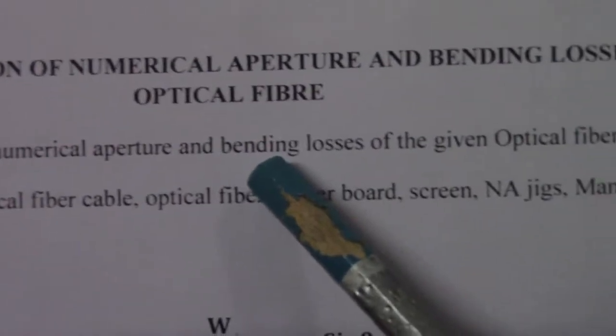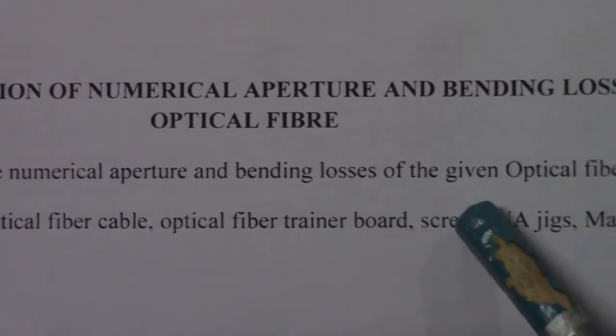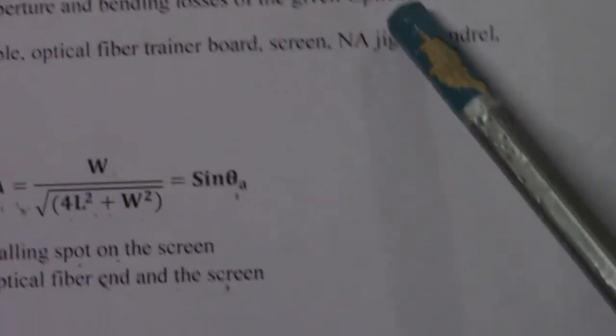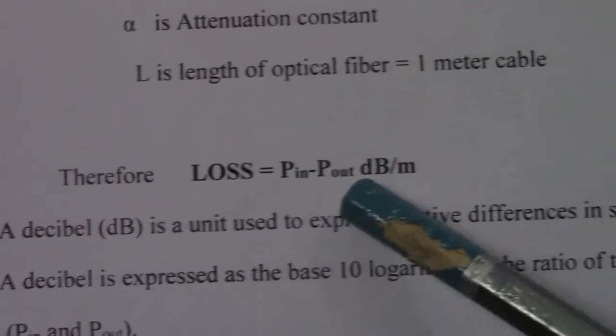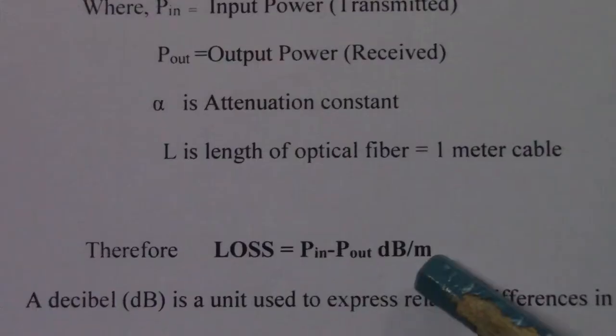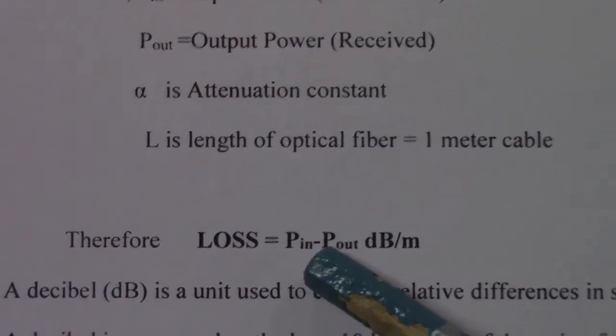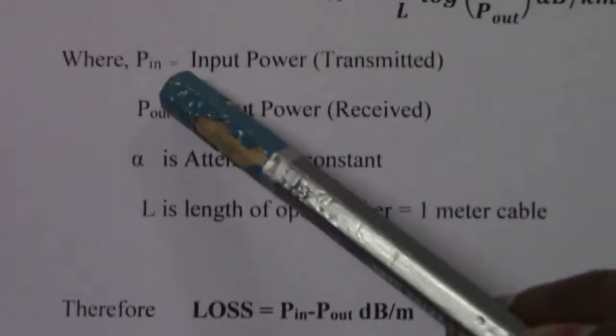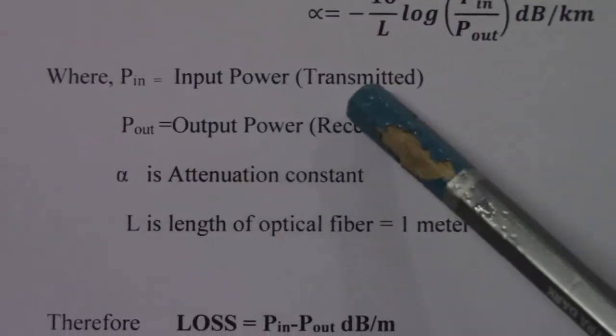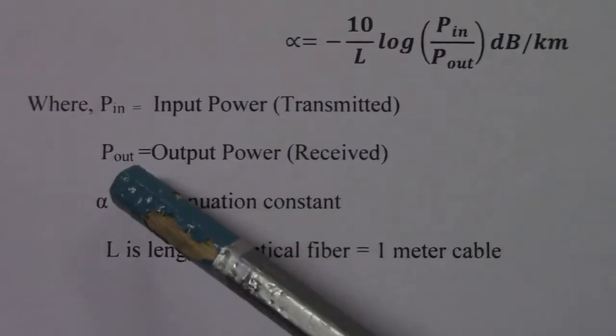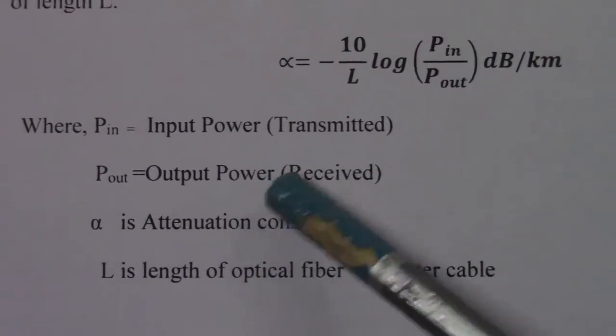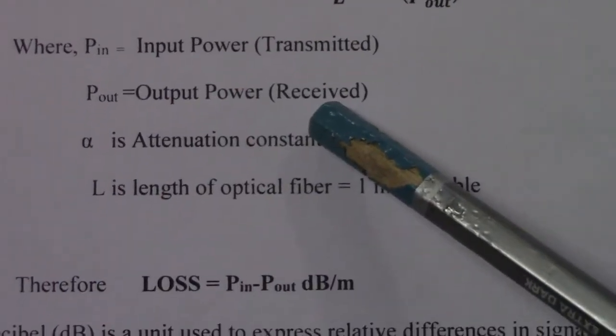Another part of this experiment is determination of bending losses of the given optical fiber. To do this part, we are using the formula loss is equal to P in minus P out, and the units are decibels per meter. So in this formula, what is P in and P out? P in is the input power, the light which is transmitted through the optical fiber. P out is the output power, the light which is received from the optical fiber.